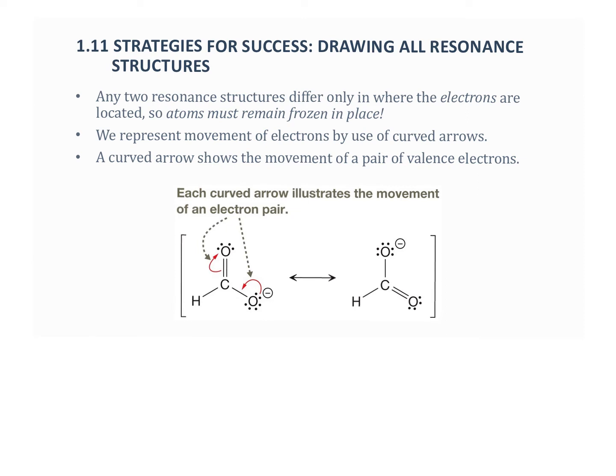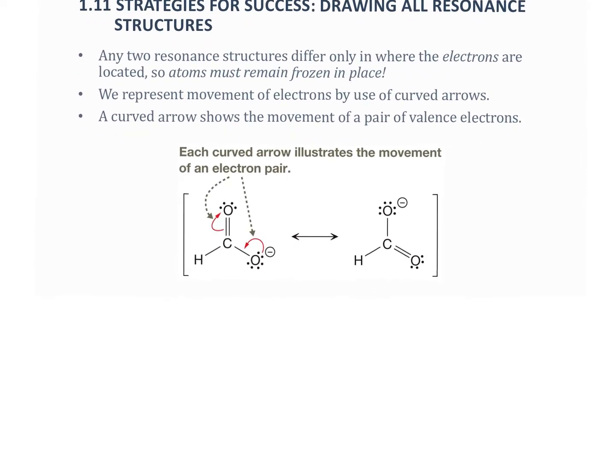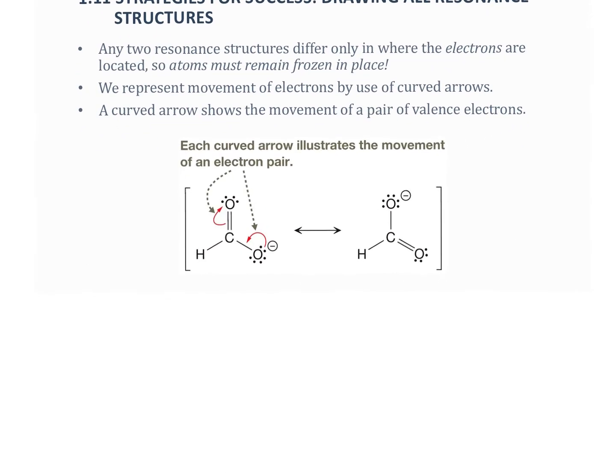Now, what you're going to notice here is we are using curved arrows. So when we start, we're going to say any two resonance structures differ only in where the electrons are located. The atoms remain frozen in place. Do not move your atoms. Leave the atoms there, okay? And we're going to represent the movement of electrons by using curved arrows. So, a few things are important here. We're going to use curved arrows a lot.